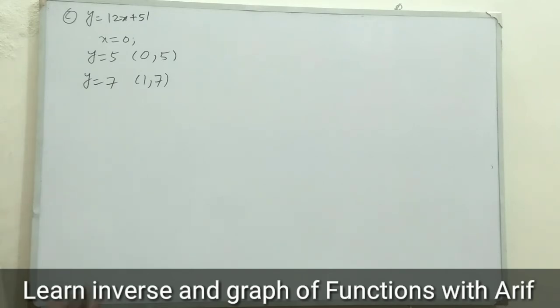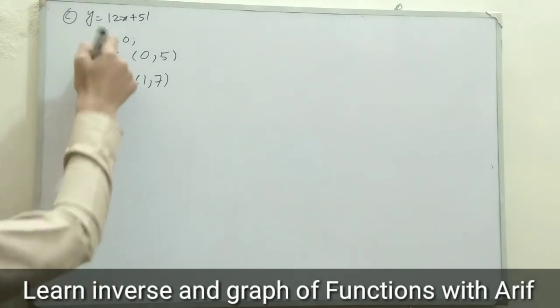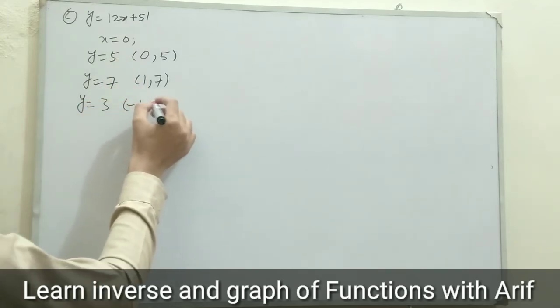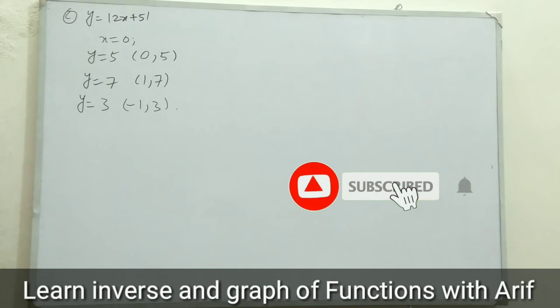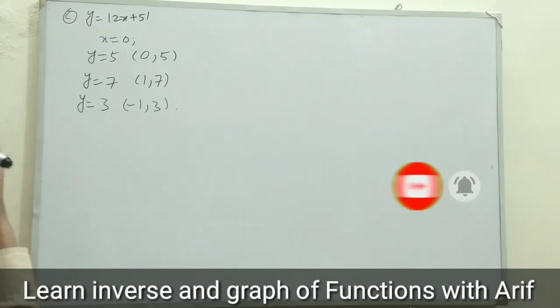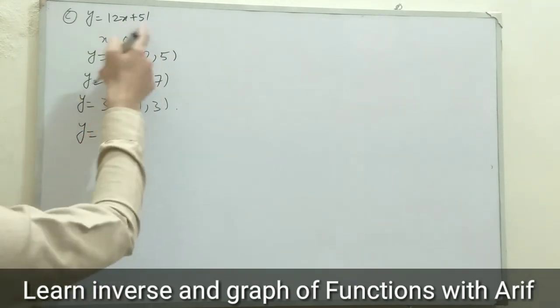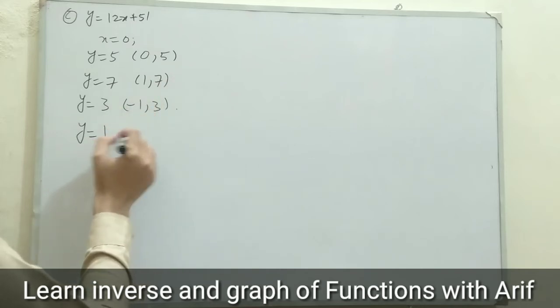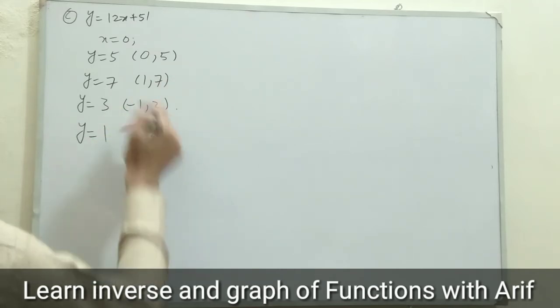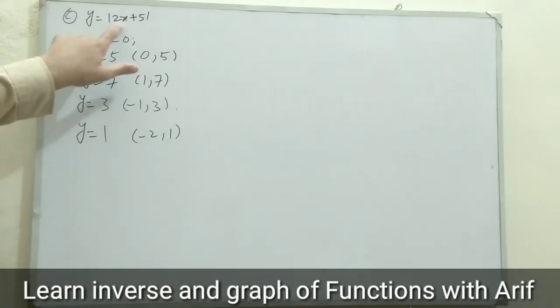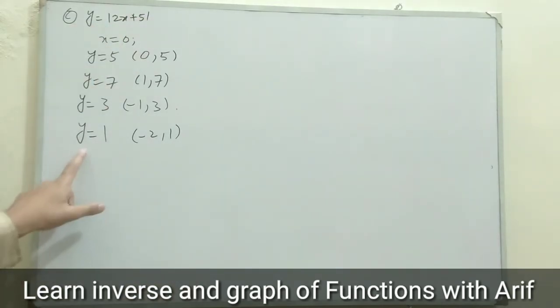Now let's suppose x is equal to -1. So at x equal to -1 it gives us -2 plus 5, which gives us 3. So at x equal to -1, the value of y is equal to 3. Now after this let's suppose I put x equal to -2. So at x equal to -2 it will give us -4 plus 5, and -4 plus 5 gives us 1. So -2 multiplied by 2 is -4, plus 5 is 1, and it will give us a value of y equal to 1 at x equal to -2.